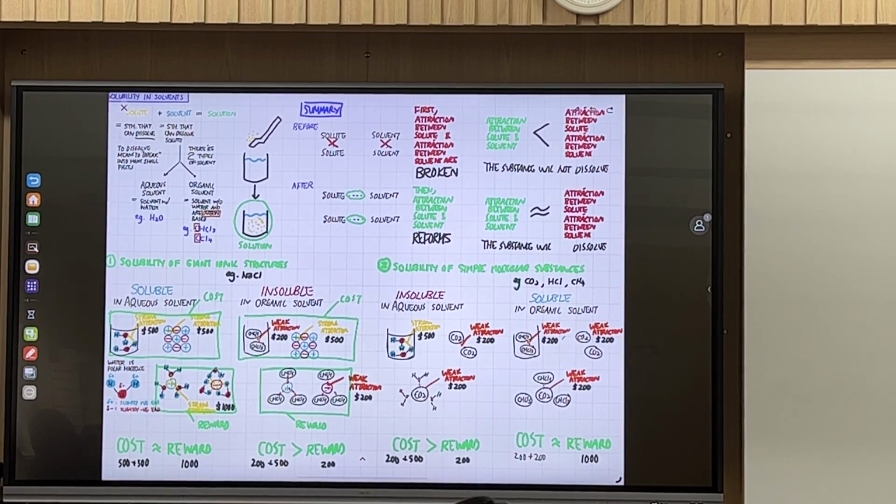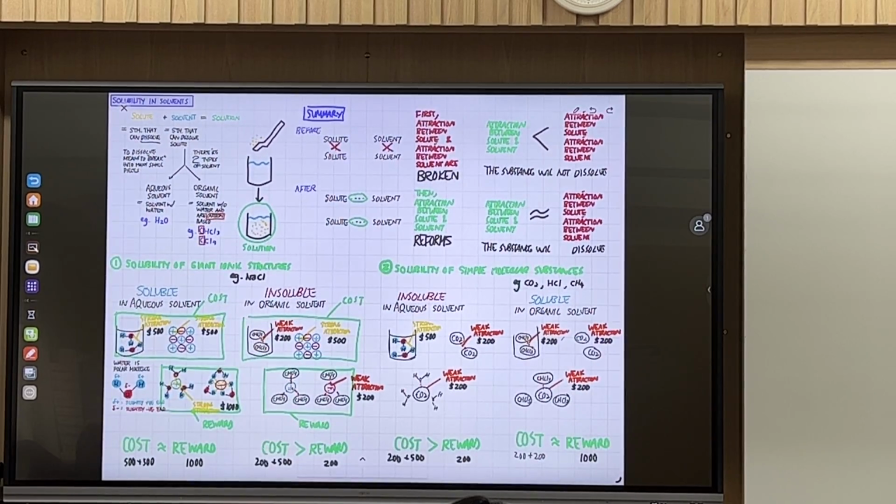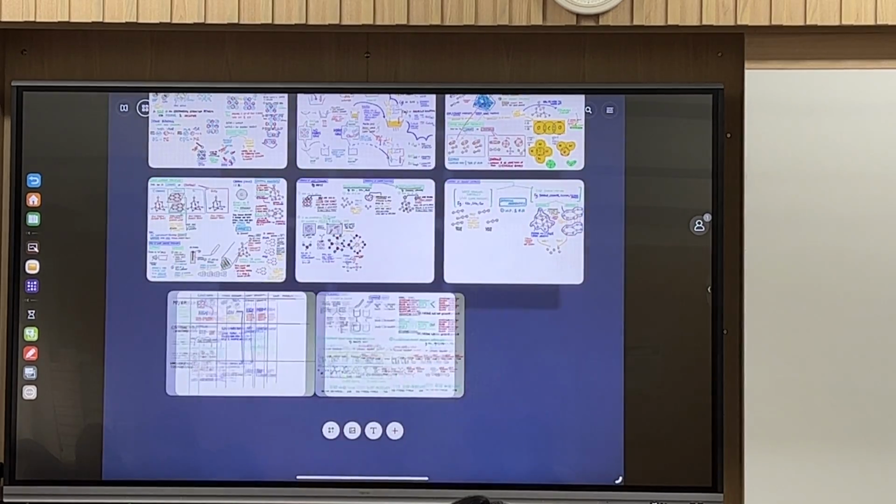Think about it. When you drop diamond into water, does it dissolve? No. When you drop diamond into oil, does it dissolve? Well, if it does, it wouldn't be worth so much, right? If it dissolves so easily. So that way you can remember that things that are giant covalent structures will not dissolve in both organic and aqueous solvent. Can you make this the third point on the next page?